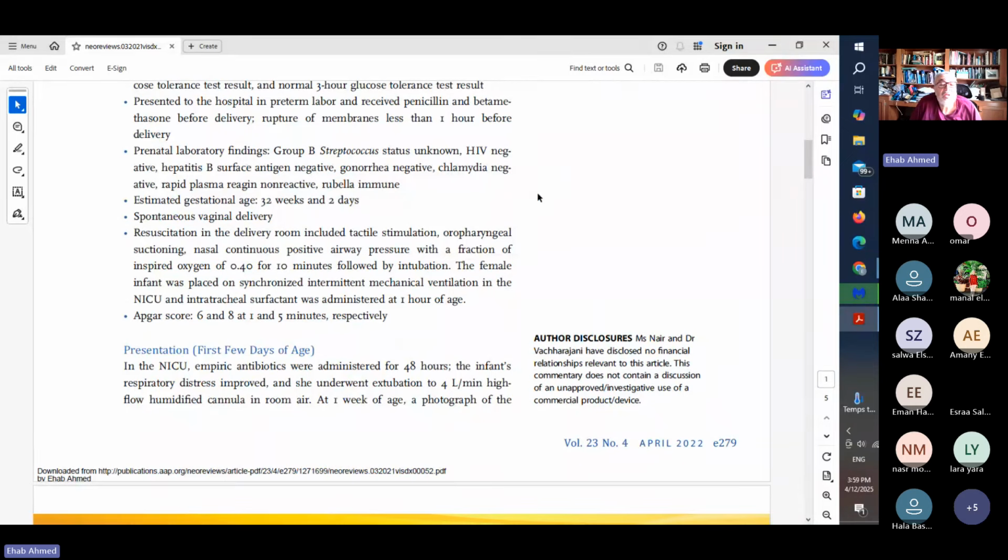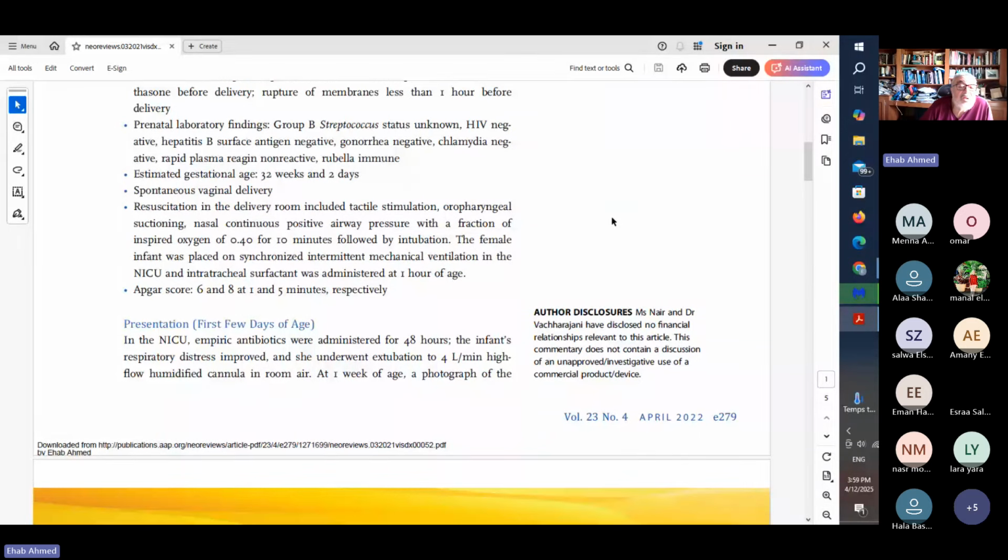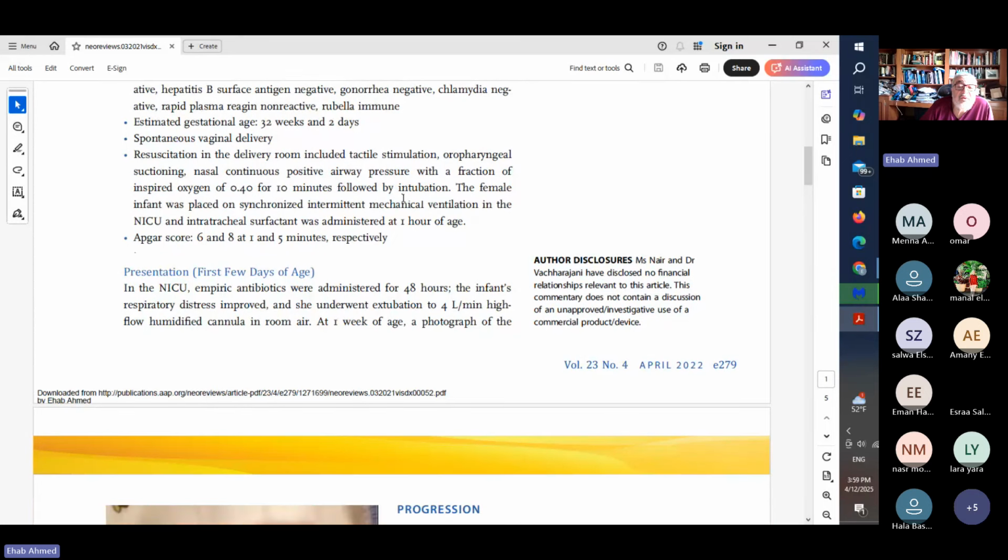Prenatal laboratory findings: GBS colonization unknown, HIV negative, hepatitis B surface antigen negative, gonorrhea negative, chlamydia negative, rapid RPR is negative, which is for syphilis. Estimated gestational age 32 weeks and 2 days. Spontaneous vaginal delivery, resuscitation in the delivery room, tactile stimulation, oropharyngeal suctioning. She had CPAP with 40% oxygen for 10 minutes only, followed by intubation. So the baby required intubation.